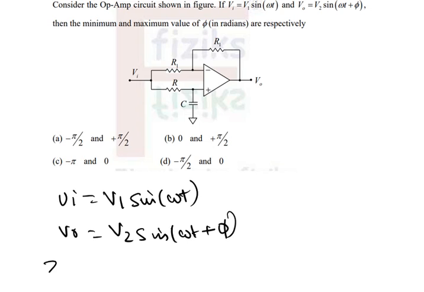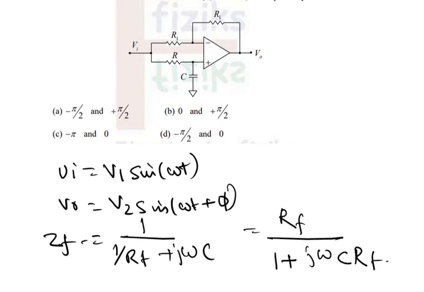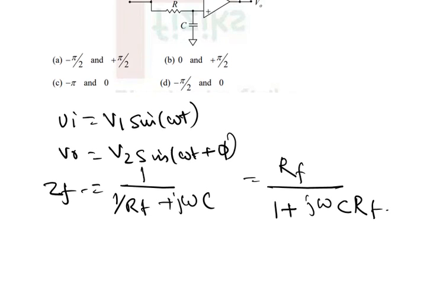So Z feedback equals 1 by (1 by RF plus j omega C), which gives RF by (1 plus j omega C RF). So we can now have the transfer function.